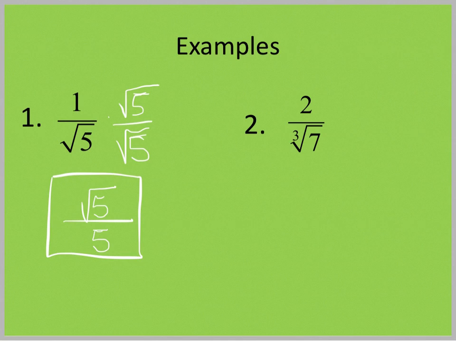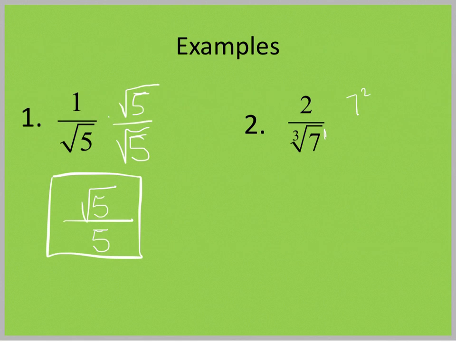For the second example, it's a little bit more difficult. What I was mentioning earlier is that we want our exponent and index to equal one another. So in this case, my index is 3. In order to get rid of the radical, I need my exponent to equal 3. In this case, I have 7 to the first power. Well, how many more 7s do you need to have 3? Well, you need 2 more.